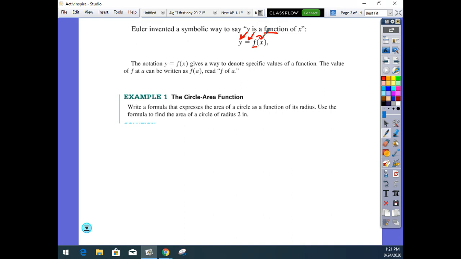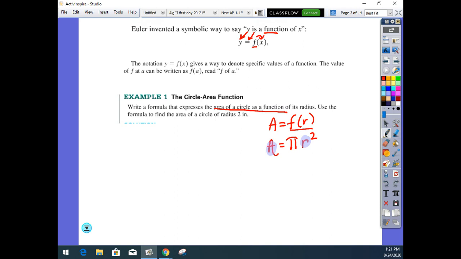All right, so example 1 is just the area of a circle. It wants you to write the area as a function of its radius. That means that you want the area formula only using the radius. Well, that should be pretty easy, right? A equals pi r squared is our area function. And as long as the left side is A and the right side only uses r, you're golden.